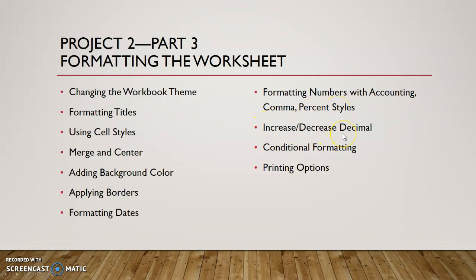We'll show you how to increase or decrease the number of decimal places that are shown with a number. Something called conditional formatting, where cells will do something or look a certain way if they meet a certain rule or condition that we set up. And then lastly, some of the options you have when you need to print some or all of a spreadsheet. And then this will be the end of Project 3.